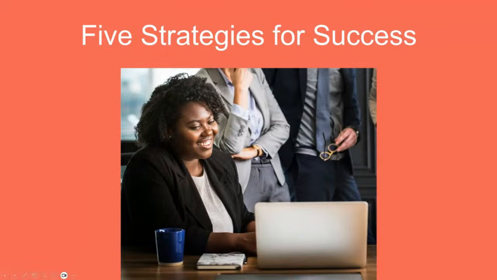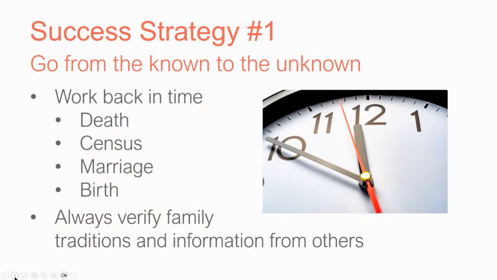Next, I'm going to briefly cover 5 success strategies you can use in your research to get better results. Success strategy number 1 is to go from the known to the unknown. You usually want to start with the most recent records and work back in time. For instance, I might start with my ancestor's death record, then search census records during her lifetime, then find her marriage record, and then a birth record. It is also important to verify all family traditions and information received from others, including what is posted online or printed in any books.